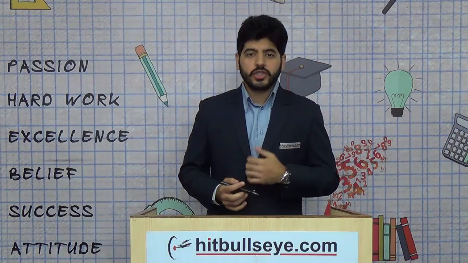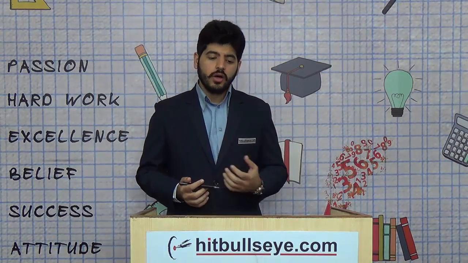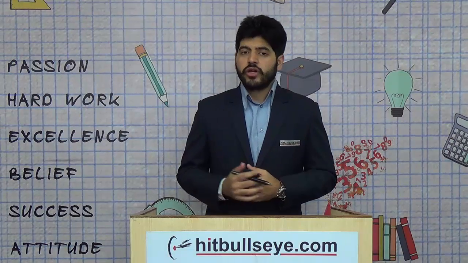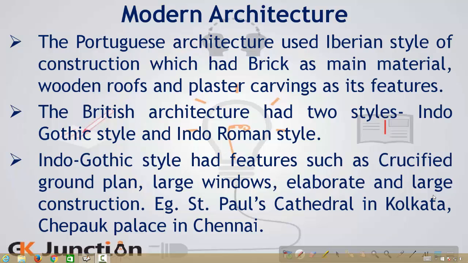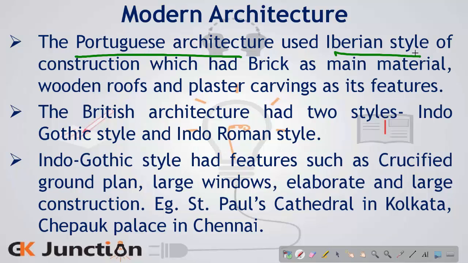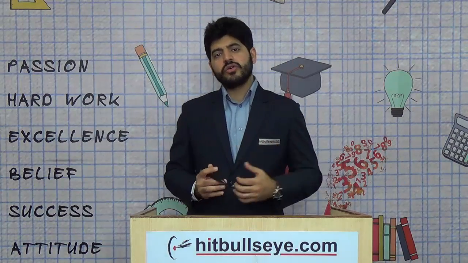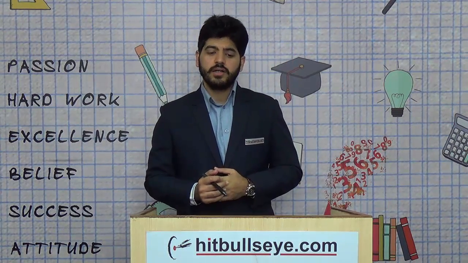After the medieval architecture, we look into the modern types of architecture, or the architecture which the invaders or colonists had brought into the country. While discussing that, firstly we look into the Portuguese architecture. The Portuguese used the Iberian style of construction, which had brick as the main material. Apart from that, we also had the wooden roofs and the plaster carvings as its main features in the Iberian style of construction.